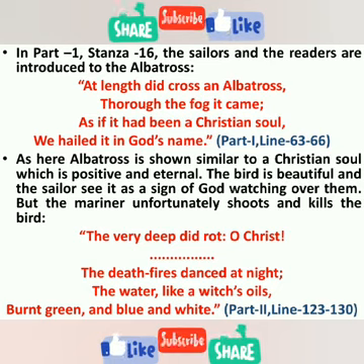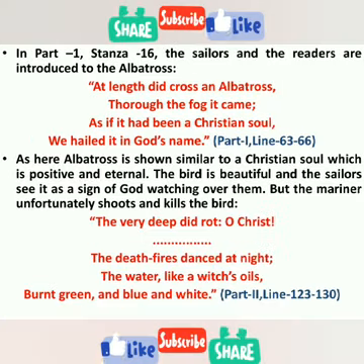In these lines it is clear that the poet refers to the albatross as a Christian soul, and he says that the albatross came through the fog. It means the atmosphere was foggy. So here the albatross is shown as similar to a Christian soul, which is positive and eternal. The bird albatross is beautiful and the sailors see it as a sign of God watching over them. But the mariner unfortunately shoots and kills the bird.